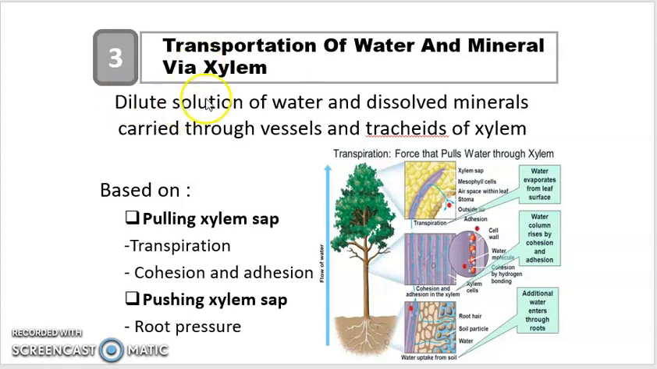Okay, so firstly, dilute solution of water and dissolved mineral is carried through vessel and tracheids of xylem. So actually vessel dengan tracheids ni dia adalah components of the xylem. Okay, so it is based on the first one, pulling xylem sap. So kalau untuk pulling xylem sap, it will relate with the process of transpiration and also cohesion and adhesion. Okay, another one adalah pushing xylem sap. So this will relate with root pressure. So kita tengok one by one.